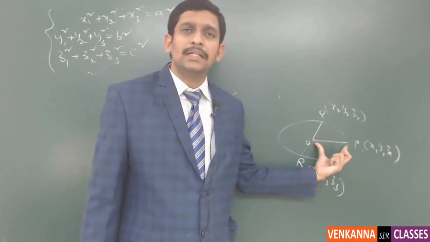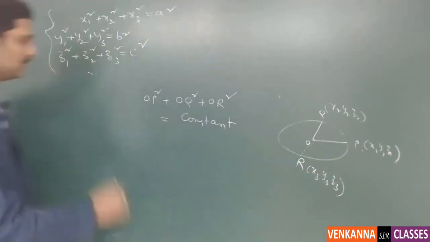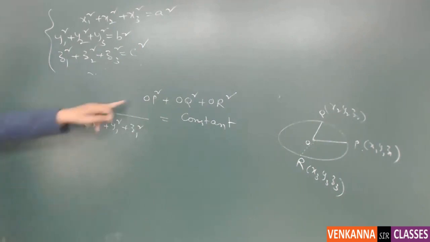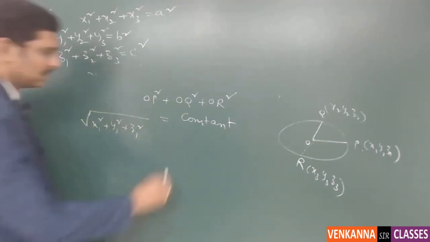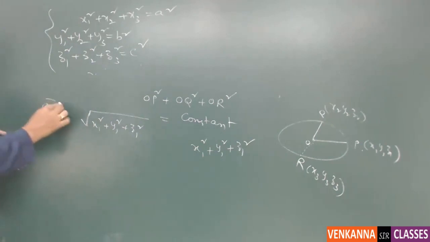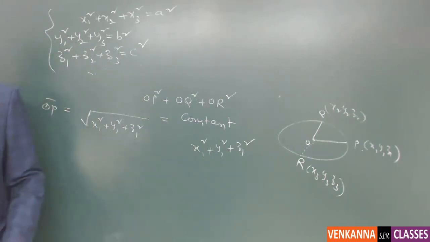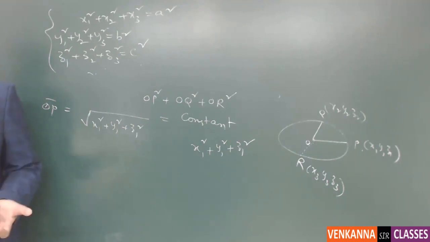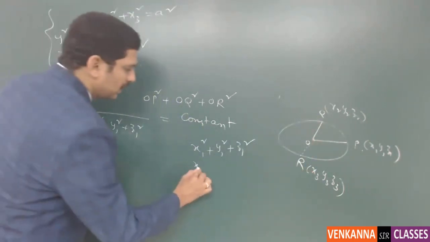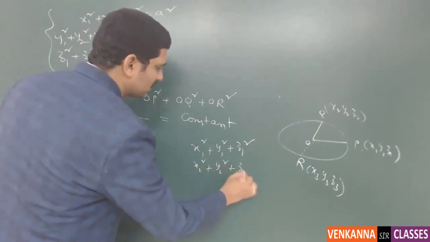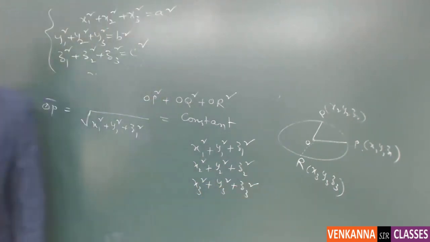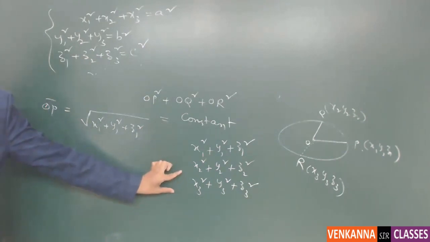OP is nothing but the distance between origin and P. So it is nothing but square root of x1 square plus y1 square plus z1 square. If you consider OP square, it is nothing but x1 square plus y1 square plus z1 square. This is OP square. Accepted? Similarly, the other distances OQ and OR give x2 square plus y2 square plus z2 square and x3 square plus y3 square plus z3 square. This is OP square, OQ square and OR square.